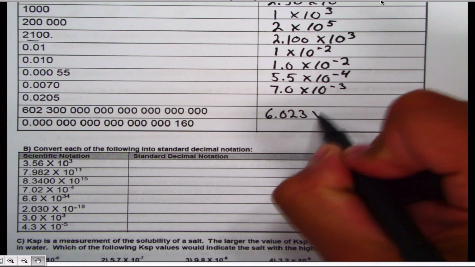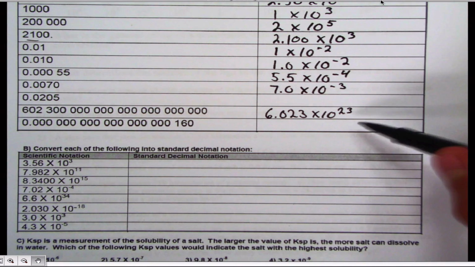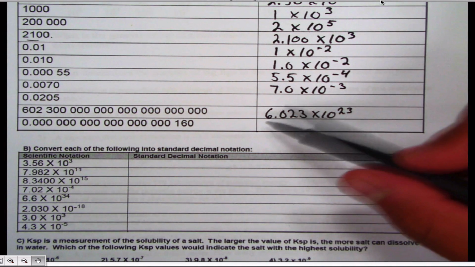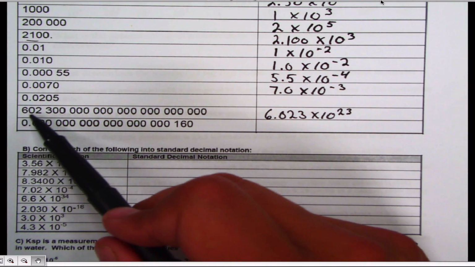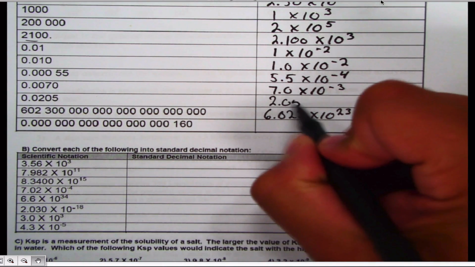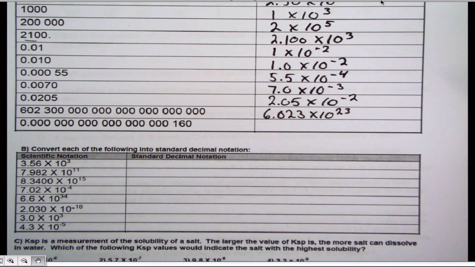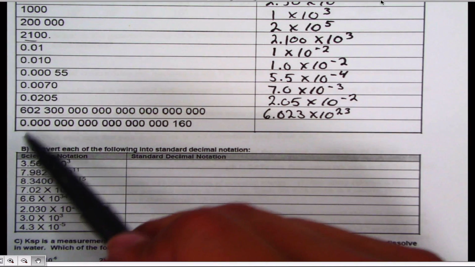6.023 times 10 to the 23. And I did skip one, sorry about that. All right, big number. Notice how I kept the same number of significant figures. The 1, 2, 3, 4. Smaller number over here, 2.05 times 10 to the negative 2. All right, let's keep it moving.